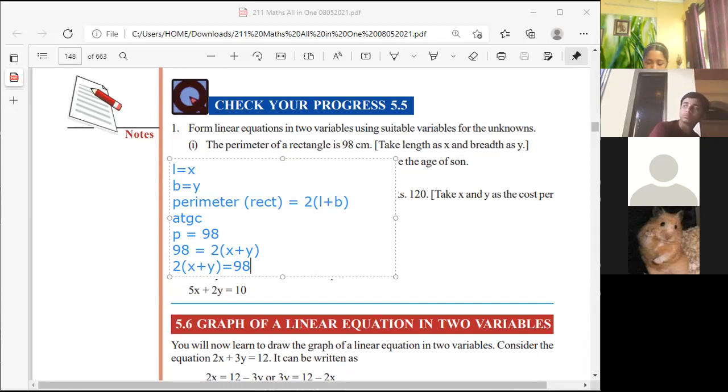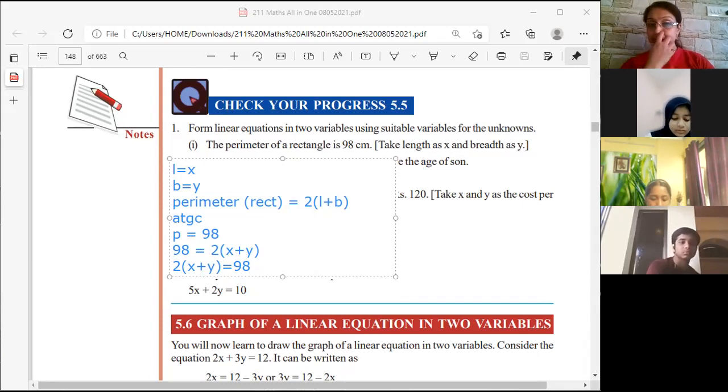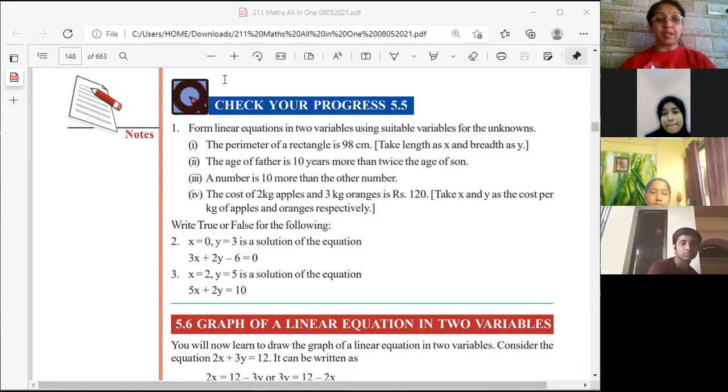2x plus y is equal to 98 is the first equation. Can I go to the next equation? We don't have to solve it. They have not asked us to solve it, they've only asked us to frame it. So we have framed it. Can I do the next sum? Now we are moving to the second one.